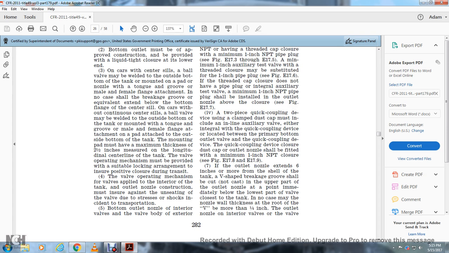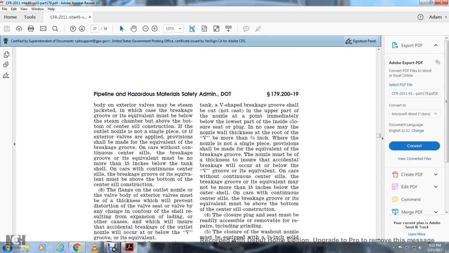If the outlet nozzle extends no more than 6 inches from the shell of the tank, the V-shaped breakage groove shall be cut, not cast, in the upper part of the outlet nozzle at the point immediately below the lowest part of the valve closest to the tank. In no case shall the nozzle wall thickness at the root of the V be more than 1/4 inch. The body of the exterior valve may be steam jacketed, in which case the breakage groove or equivalent must be below the steam chamber above the bottom of the center sill construction.